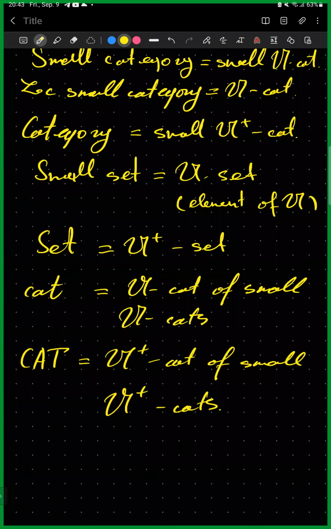The passage to small U plus categories is a necessity because limits and colimits of U categories indexed by U categories are not necessarily U categories themselves, but maybe small U plus categories. Similarly, functor categories between U categories are not necessarily U categories, but also small U plus categories. Finally, the localization of a U category with respect to some subcategory is a small U plus category, but not necessarily a U category itself.